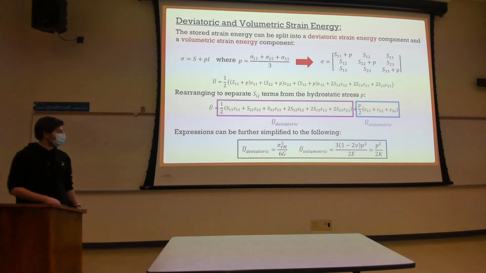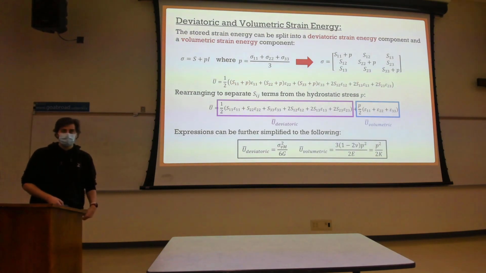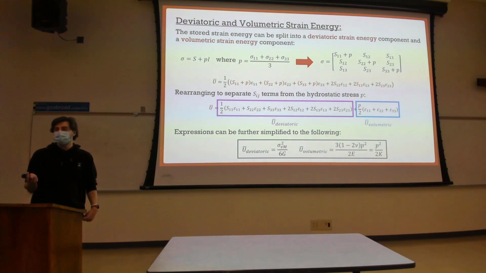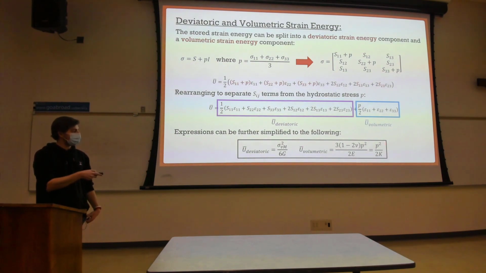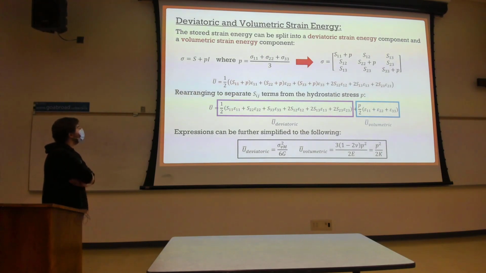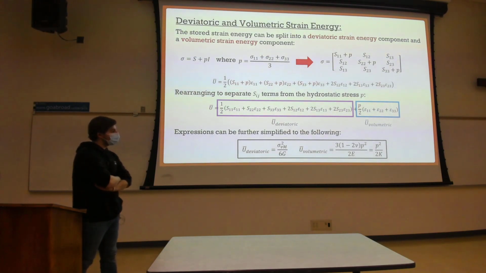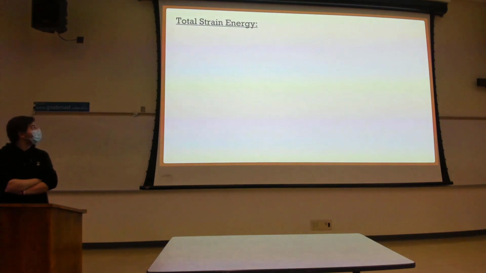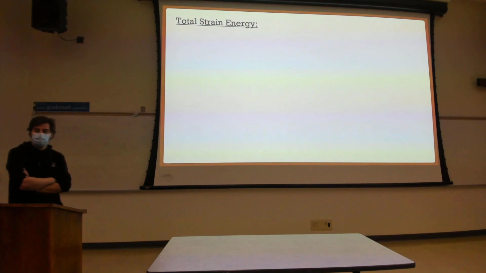So it simplifies quite nicely. In your assignments, I believe you were given G as well as K. So all you have to do is find P and von Mises. And a quick question for you guys. If you have the strain tensor, can you find von Mises and P? Yes. So that's kind of the first question. Nice and simple. Now to the fun part. And this is where I'll start to lose some students. So buckle up. Total strain energy.